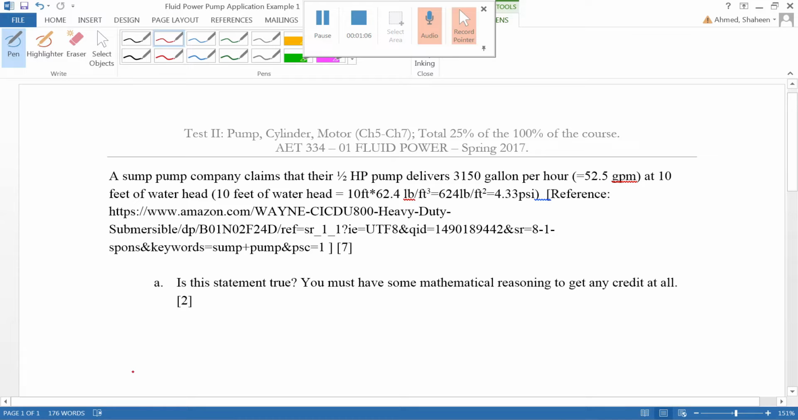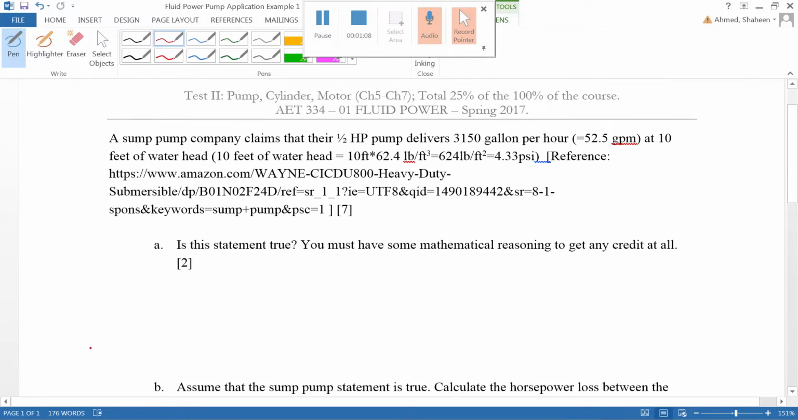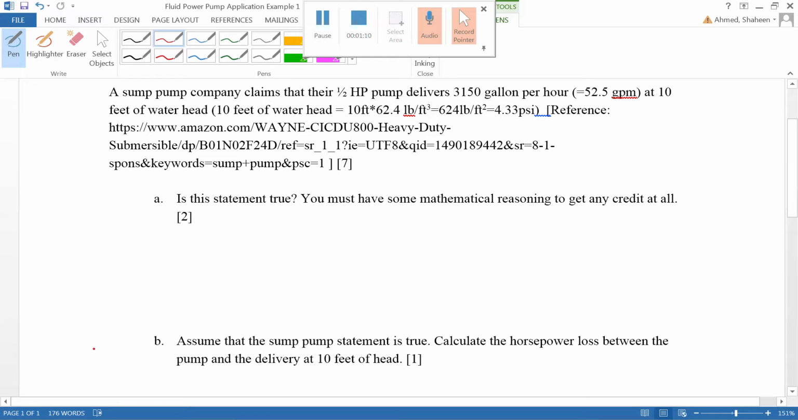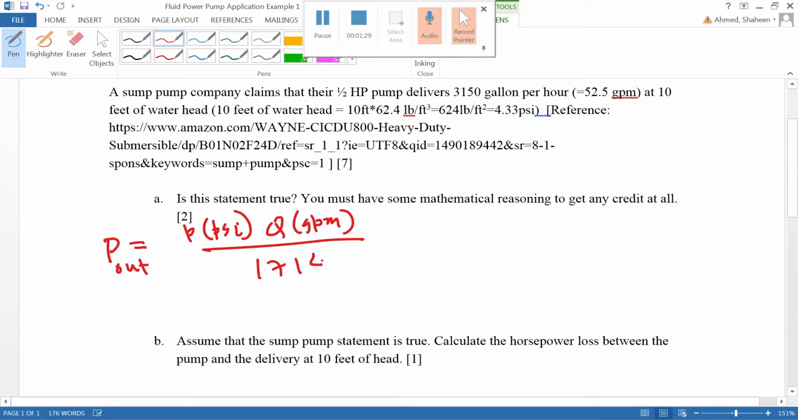The first thing asks, is this statement true? Let's calculate the power based on the information they have provided. If we want to calculate the power output of this pump, it is going to be P times Q, where P is in PSI and Q is in gallons per minute. If we divide this by 1714, this number will come out in horsepower. Check the other video for how this equation comes about.